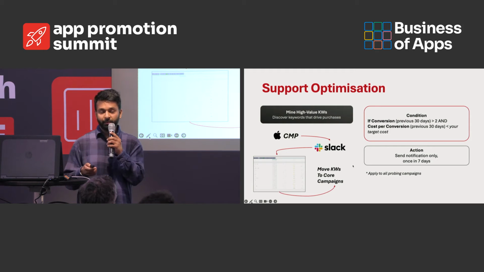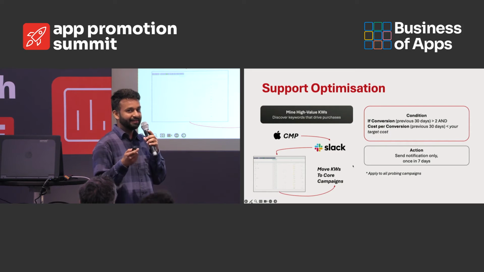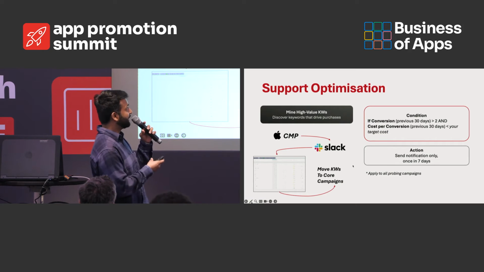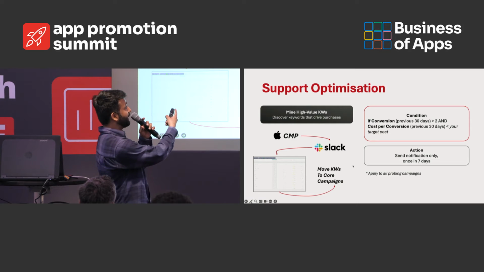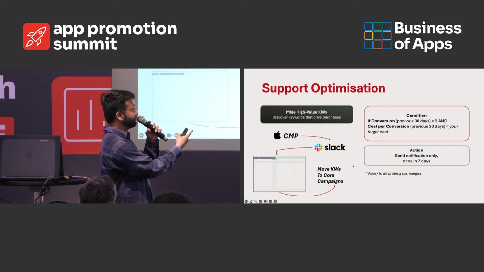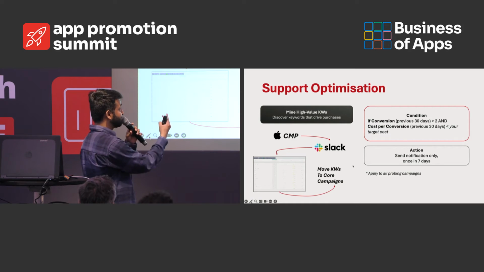The one thing that I really like about using CMPs is that you can really customize the way you get Slack alerts. So I created a Slack alert that goes like, if I got at least 2 conversions from a keyword and the cost per conversion in the probing campaign on that keyword is less than my target cost, then the CMP will trigger a notification on Slack.